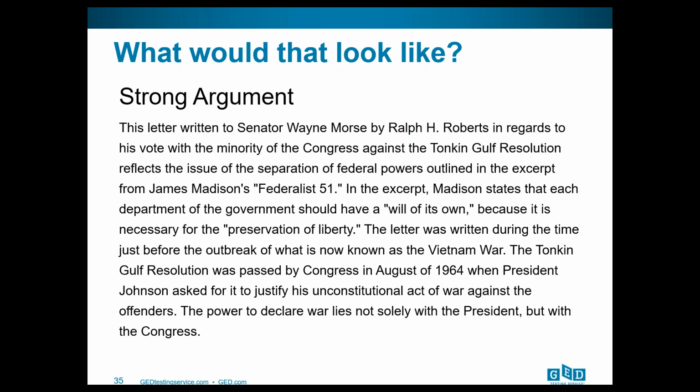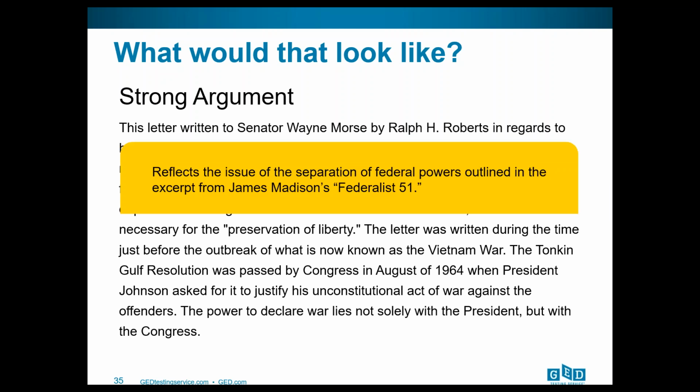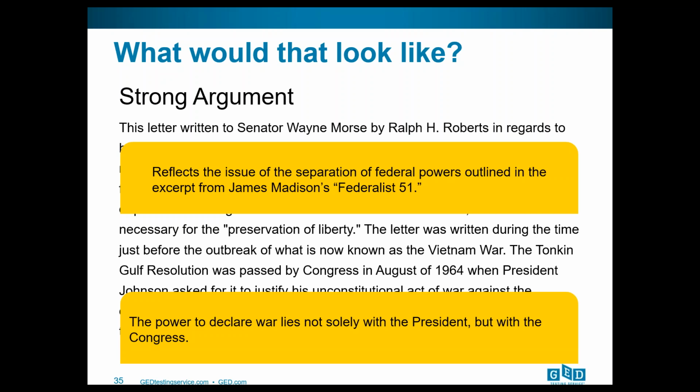Now remember what the prompt said the student needed to do. The prompt said that the student needed to develop an argument about how the author's position reflects the enduring issue. And we see right off the bat in the first sentence that this student has done so. It says it reflects the issue of the separation of federal powers. Notice how the student has inserted that enduring issue outlined in the excerpt. And then the student went further and said the power to declare war lies not solely with the President, but with the Congress. So the student is showing the connection between those.